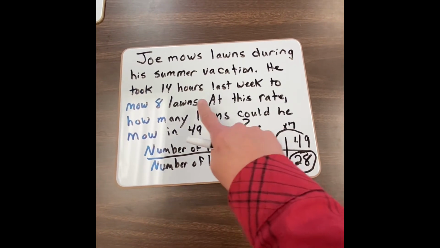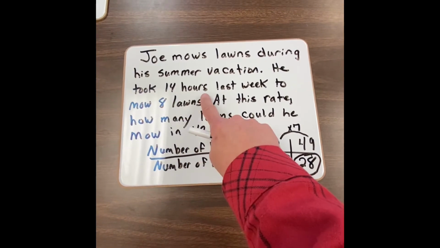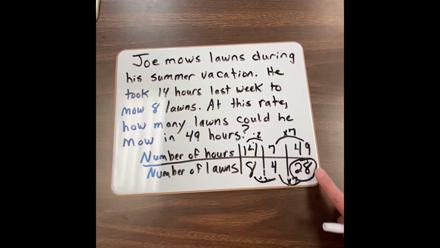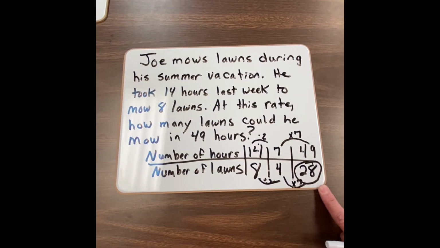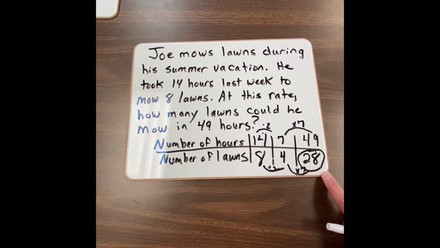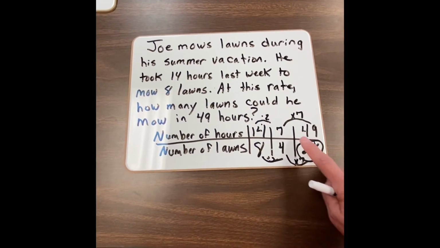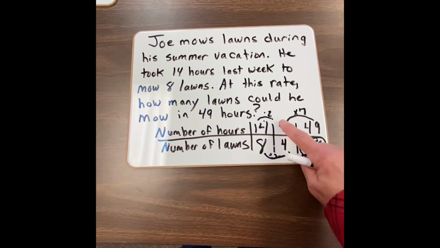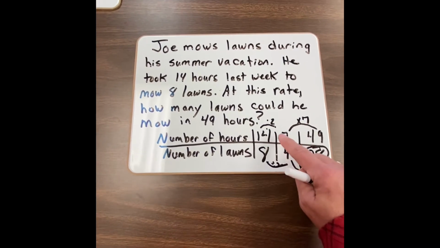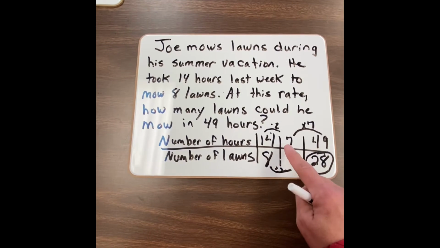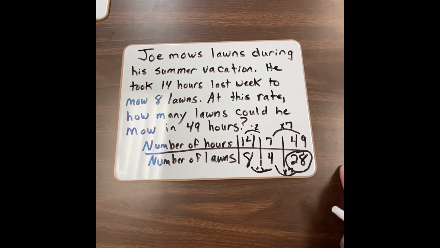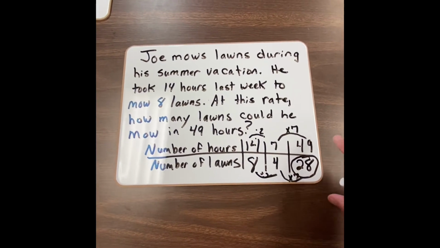And see if it makes sense. If it's 14 hours, he can do 8 lawns. Then we're saying in 49 hours, he could do 28 lawns. So yes, it would be a reasonable answer. And if we take 14 and 8 back to 7 and 4, 7/4 is equivalent to 14/8. So if it's equivalent to 14/8, then it's equivalent to 49/28.